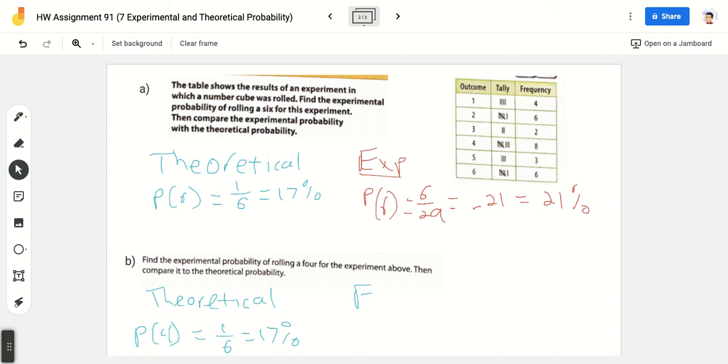I'll do that in red actually. Experimentally, the probability of rolling a 4: we rolled 4 eight times, so it's going to be 8 over 29, which is about 0.28, which is about 28%. So it's higher. It's definitely greater. But statistically, or theoretically, I should say, the more rolls we do, the closer we'll probably get toward that theoretical probability. All right, we'll leave it at that today.